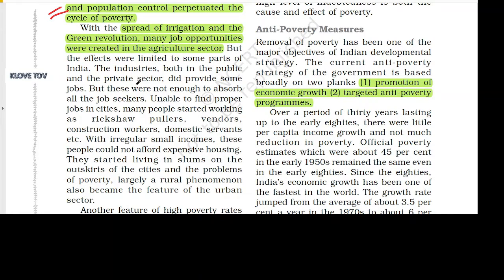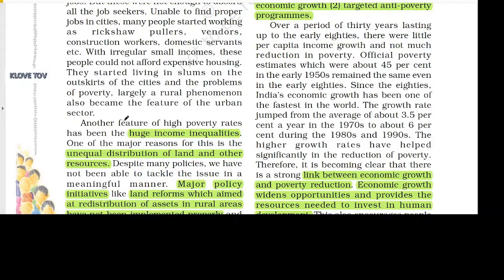The industries, both in the public and the private sector, did provide some jobs, but these were not enough to absorb all the job seekers. Unable to find proper jobs in cities, many people started working as rickshaw pullers, vendors, construction workers, domestic servants, etc. With irregular small incomes, these people could not afford expensive housing. They started living in slums on the outskirts of the city, and the problems of poverty, largely a rural phenomenon, also became a feature of the urban sector.